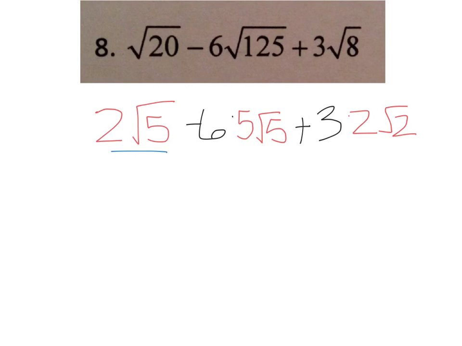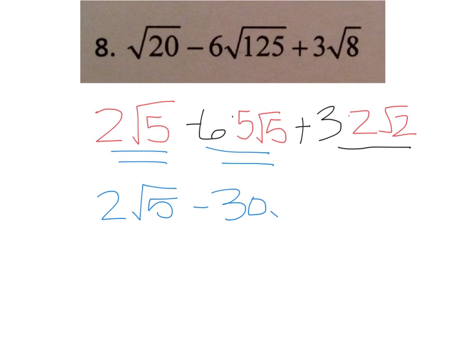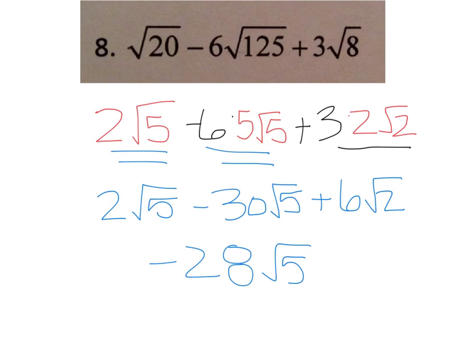So again, the like radicals that I have are right here. This radical 2 is not going to be able to be combined with the other radicals, the rad 5s that I have at the beginning of the problem. Simplifying what I have, 2 rad 5 minus 30 rad 5 plus 6 rad 2. And then adding my coefficients gives me negative 28 rad 5 plus 6 radical 2.